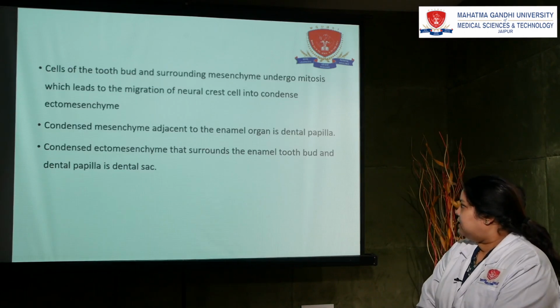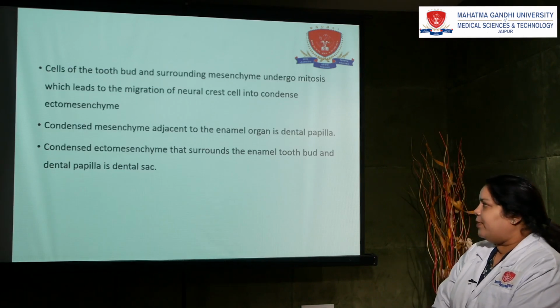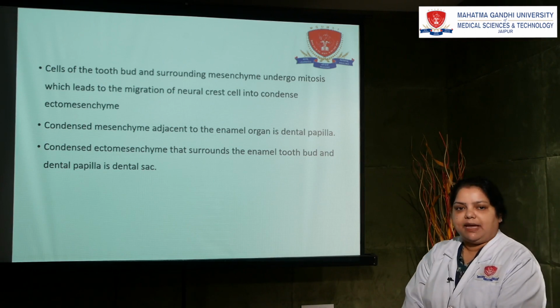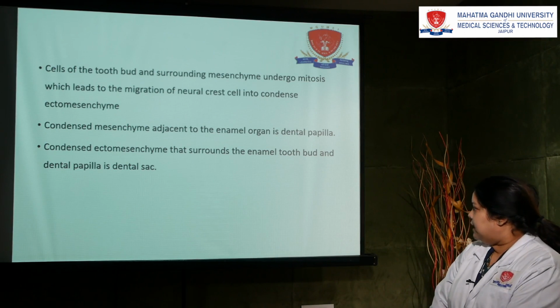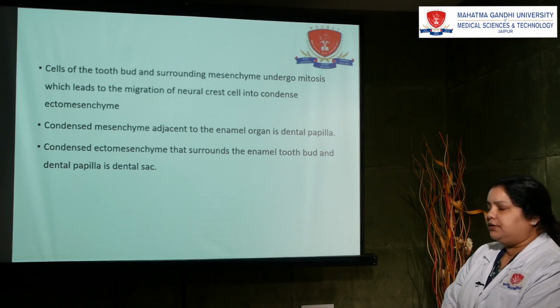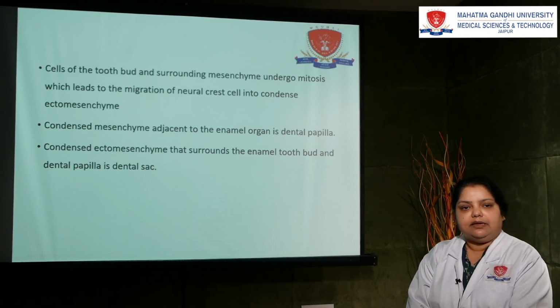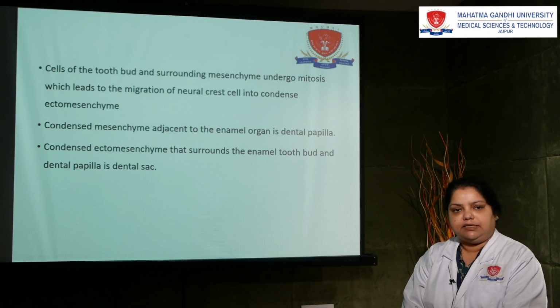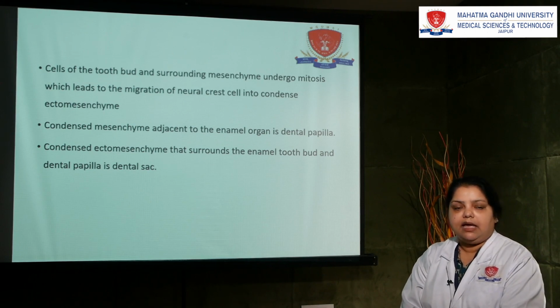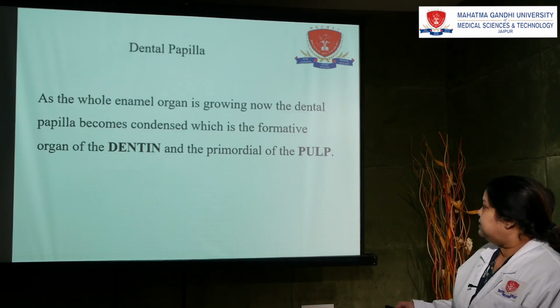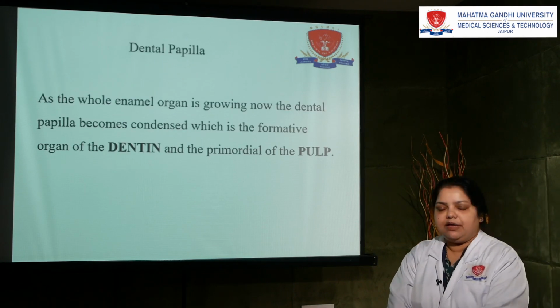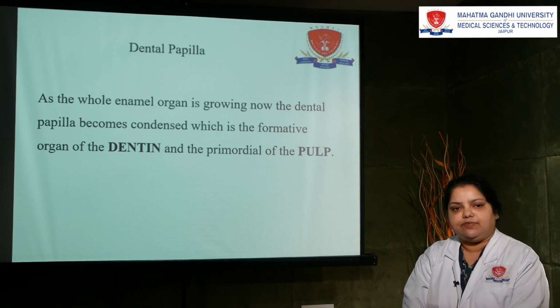Cells of the tooth bud and the surrounding mesenchyme undergo mitosis, which leads to the migration of the neural crest cells. The condensed mesenchyme adjacent to the enamel organ is the dental papilla, and the condensed ectomesenchyme that surrounds the dental papilla as well as the enamel organ is known as the dental sac. Dental papilla will give rise to the dentine as well as the pulp.